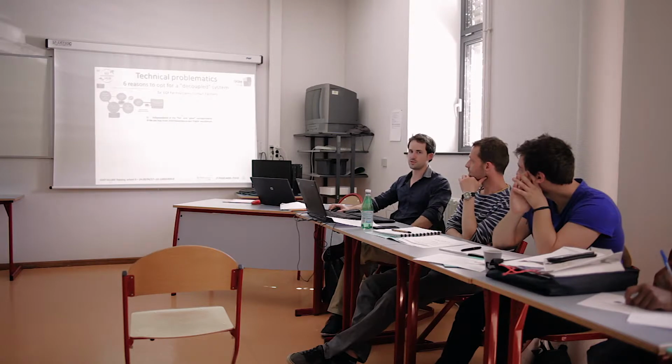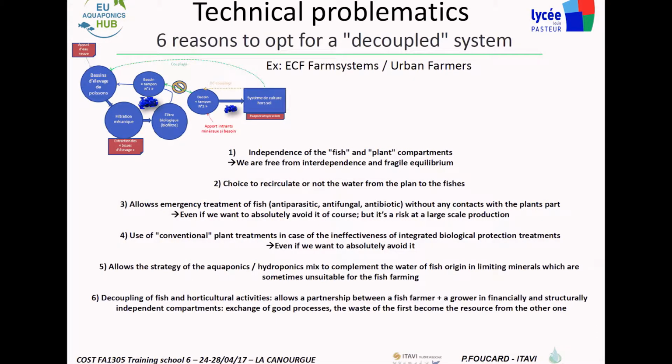You can have independence between the fish and plant compartments. I think I already said that. You can choose to recirculate or not the water from the plants to the fish. It allows emergency treatments on both parts, even if we absolutely want to avoid it, because we target a clean production and a nearly organic production, even if we can't have it.